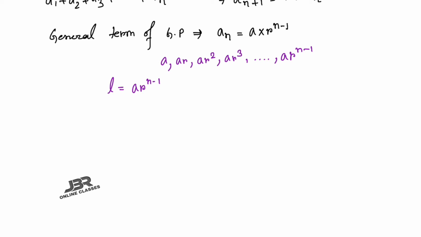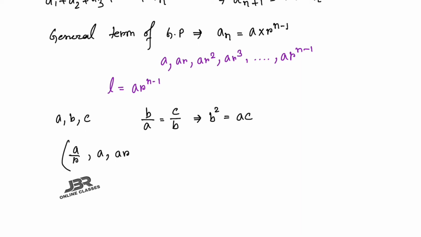Suppose there are three numbers, A, B and C. If the three numbers are in GP, then A by B will be equal to B by C. That means the square of the middle one will be equal to the multiplication of the first and third numbers. Clear? Now next, suppose you have to take three numbers in GP. Then you can write a by r, a and ar. These are the three numbers in GP.